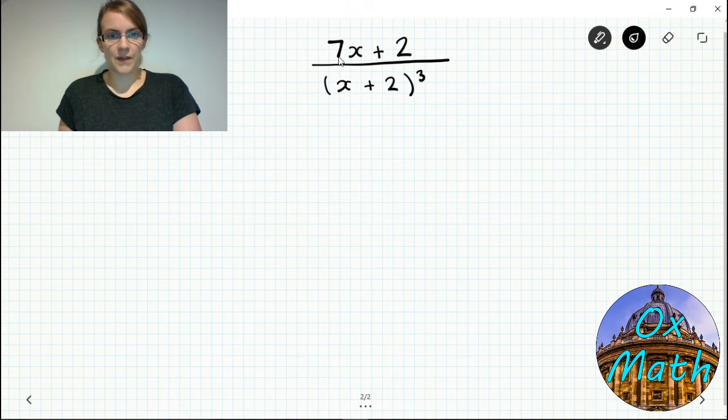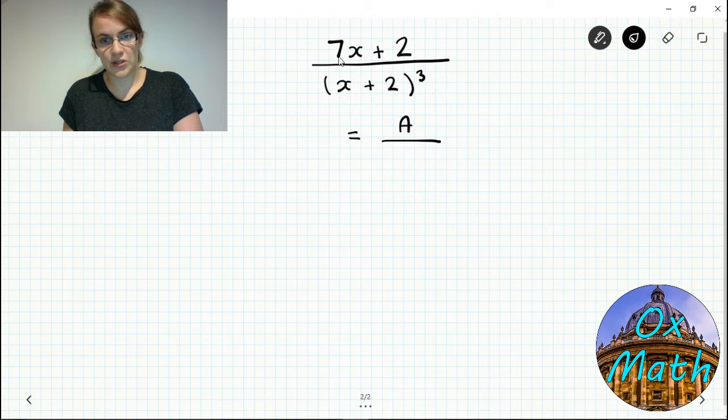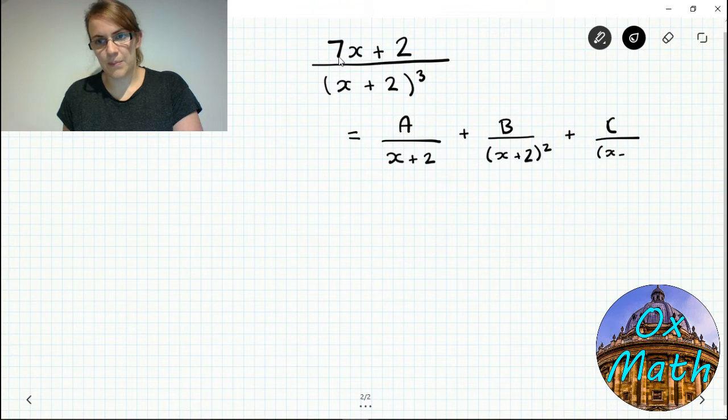The method would be very, very similar if we had a repeated fraction with a higher power than 2. So in this case, we've got 3 factors that are all the same. So we would actually have to split this fraction up into 3 partial fractions, one for each factor, with an increasing power on the bottom. So the first one would just be over x plus 2, the second one would be over x plus 2 squared, and the third one would be over x plus 2 cubed. You need to consider each possible factor, up to the highest power of factors.